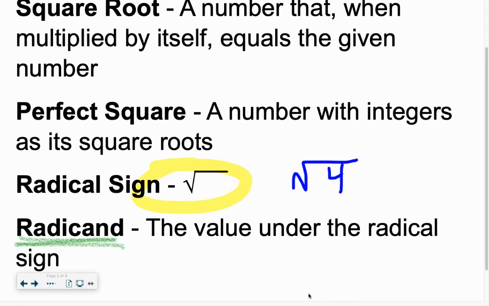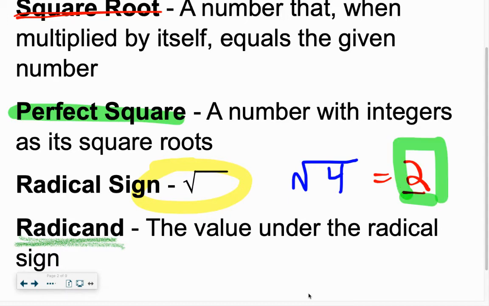So for me right now, I want to make the radicand 4. What we see here then, it's asking us, what is the square root of 4? What number times itself gives you 4? 2. So the square root of 4 is 2. That's what we talk about, the square root. We were talking perfect squares is a number with an integer as its square root. So this is a perfect square because your answer over here is 2. It's an integer, not a fraction, not a decimal.